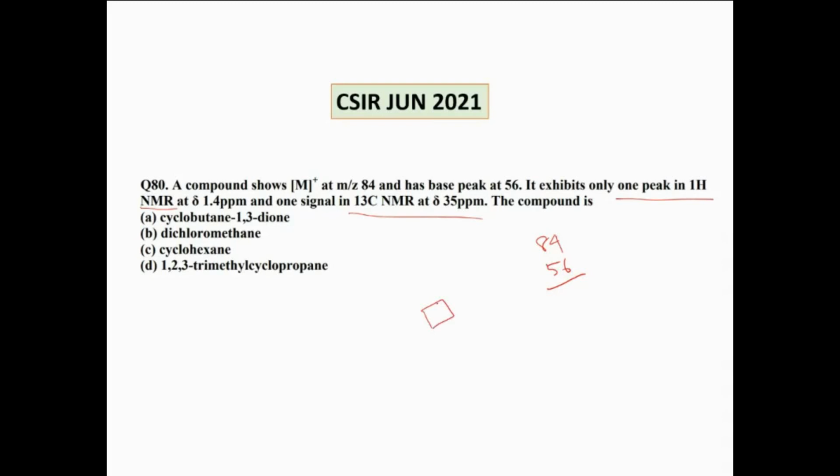Cyclobutane guys, கொஞ்சம் ஷூடா இருங்க. கார்பன்ல ஒரே ஒரு பீக், dichloromethane, cyclohexane and 1,2,3 trimethyl cyclopropane. Option C can be ruled out.